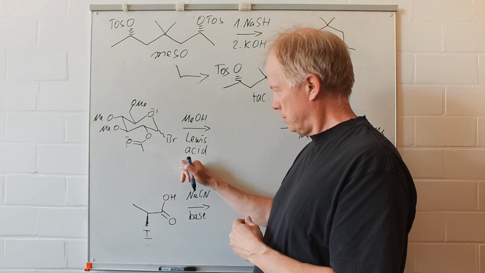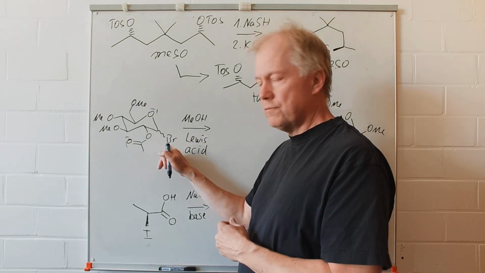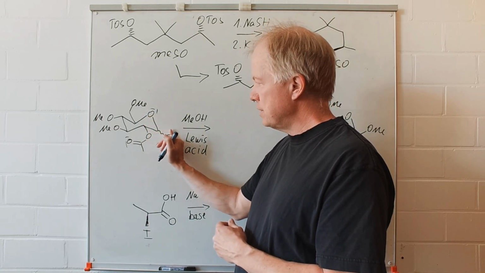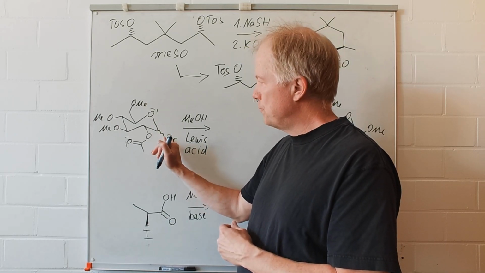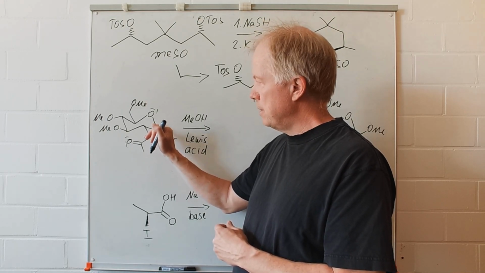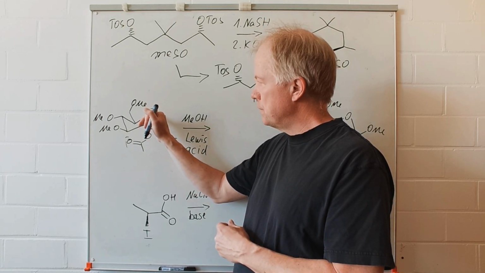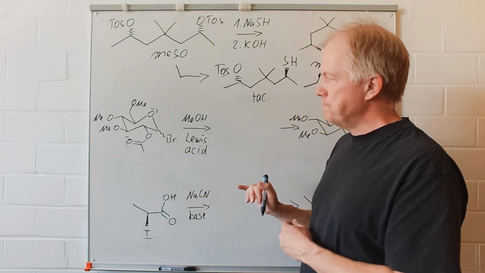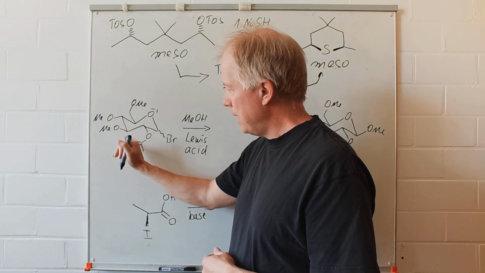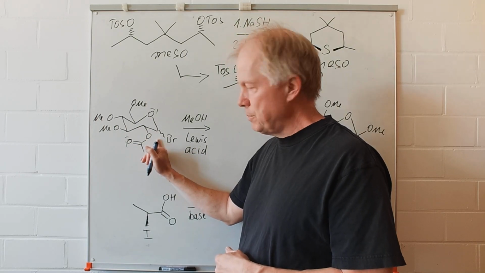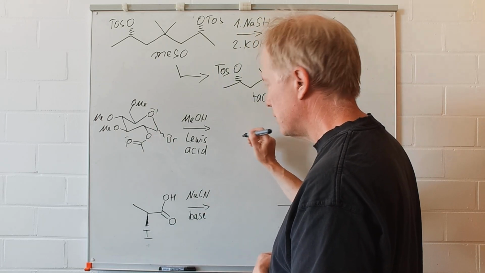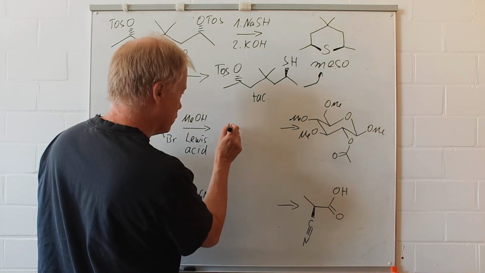The Lewis acid activates the bromine as the leaving group. A stabilized carbocation will be formed. A carbocation at this position is stabilized by a mesomeric interaction with the ether electron pairs. But we have an ester in close proximity, and here an interaction can take place. I try to make a drawing of that.